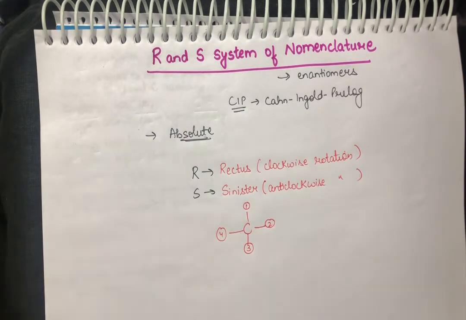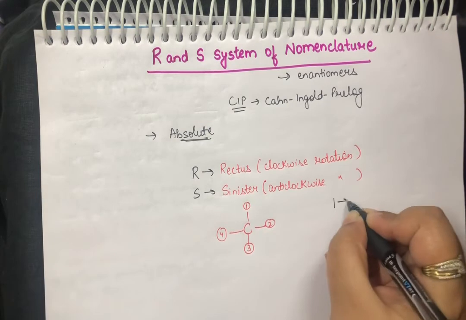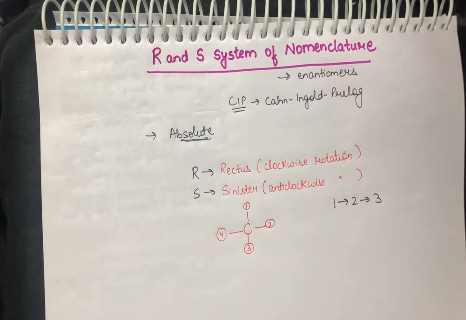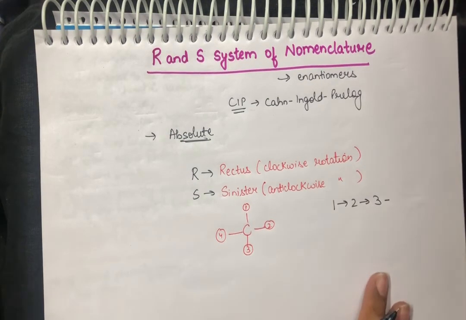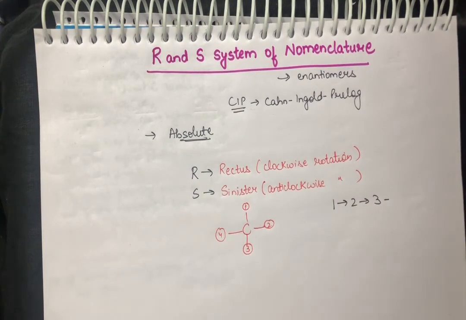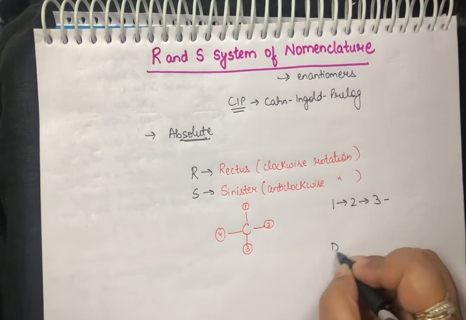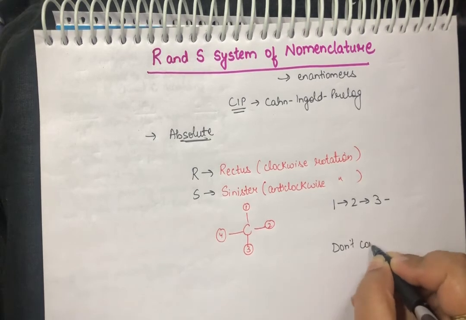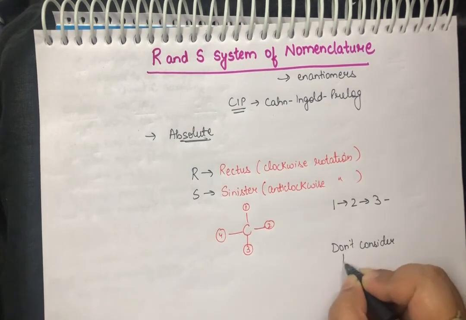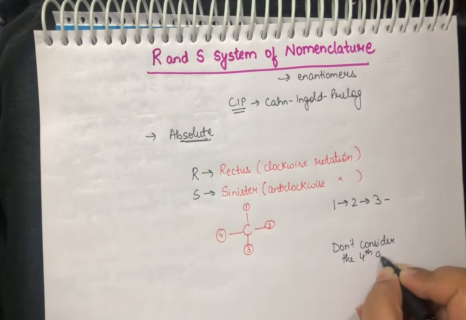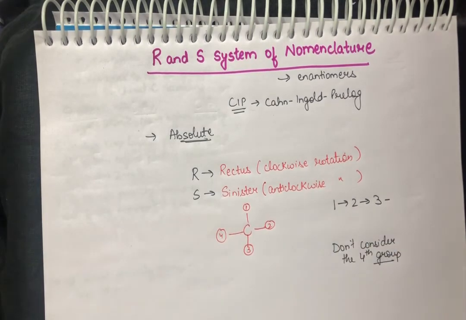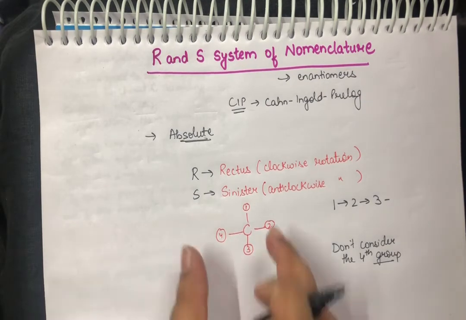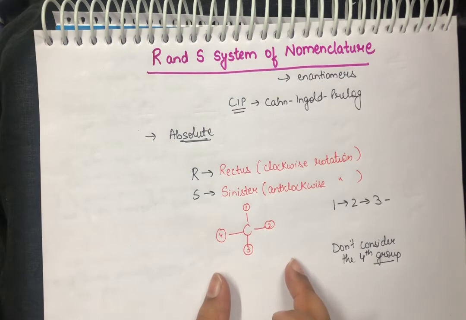Now, if I say I have to go from 1 to 2 to 3, why did I not include the 4th group here? Because we are never going to give importance to the 4th group. Don't consider the 4th group. You can just stick to your first 3 groups that are named 1, 2 and 3. So how to do it? You have to take an optically active compound with 4 different substituents present on it.